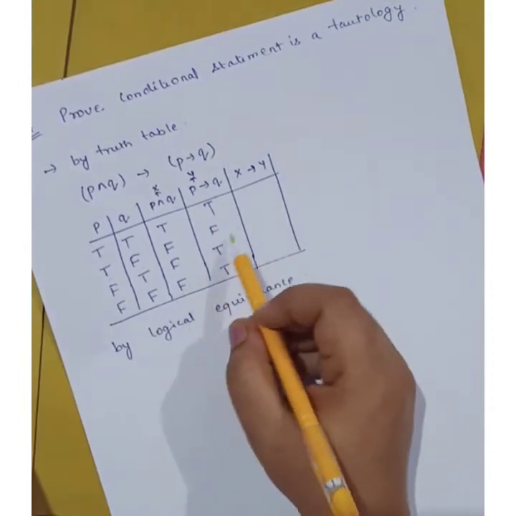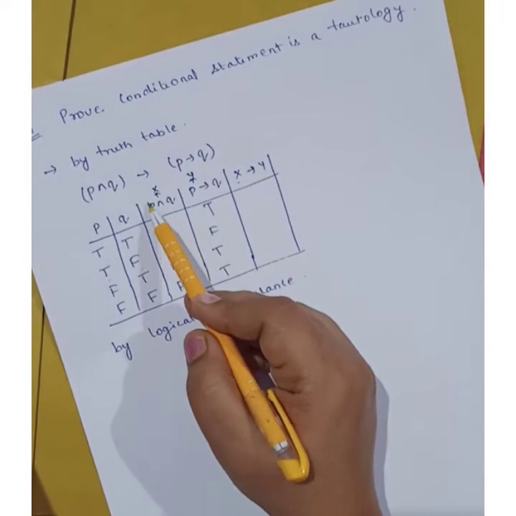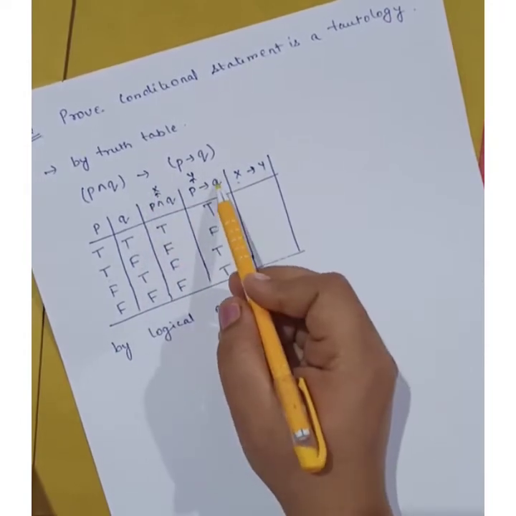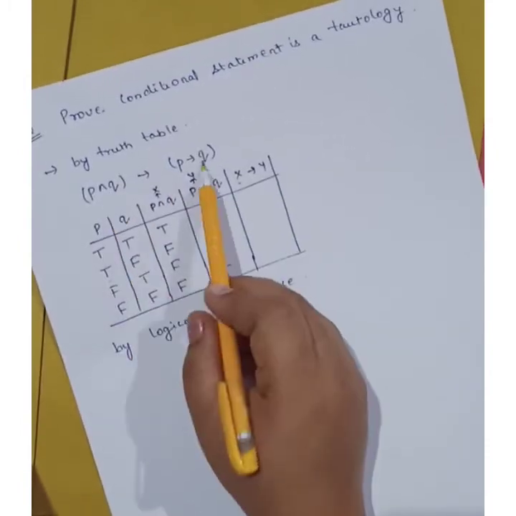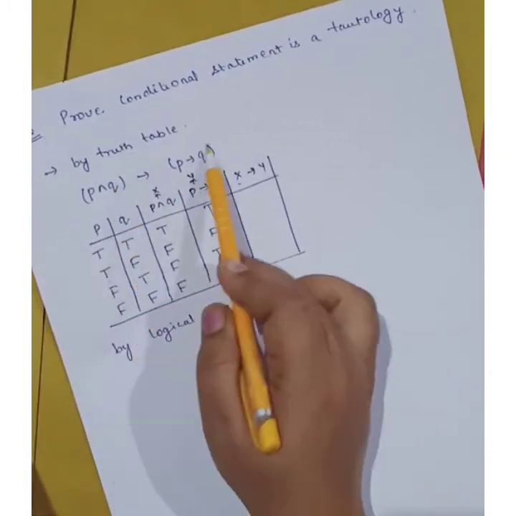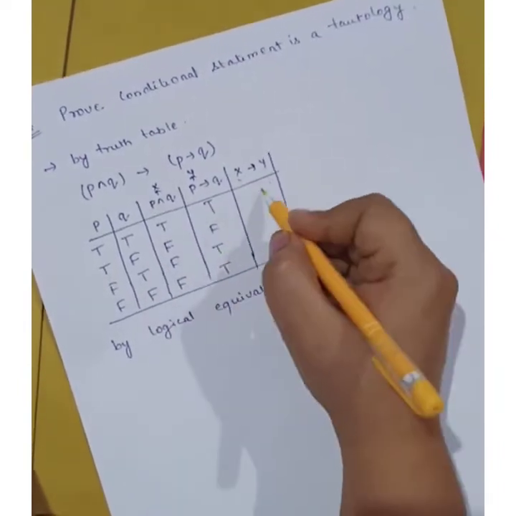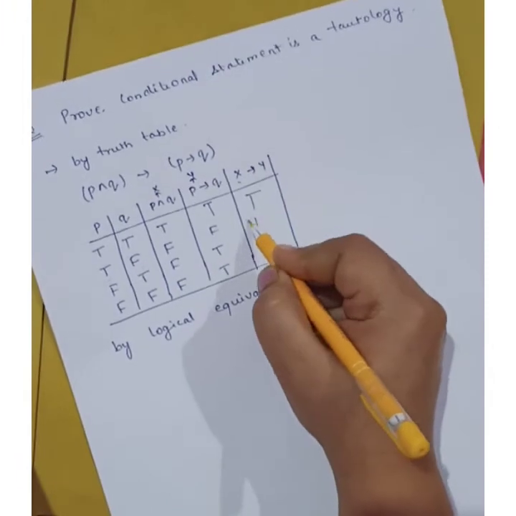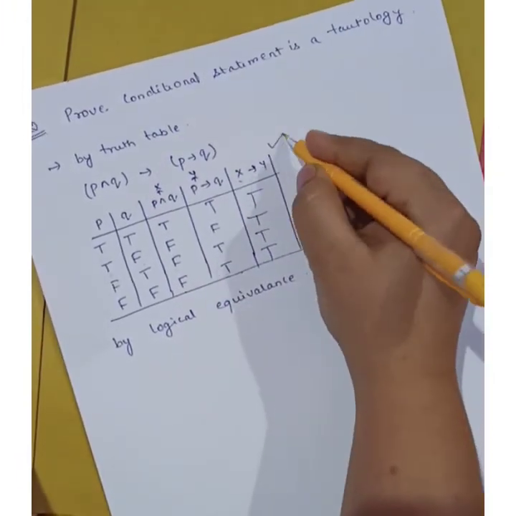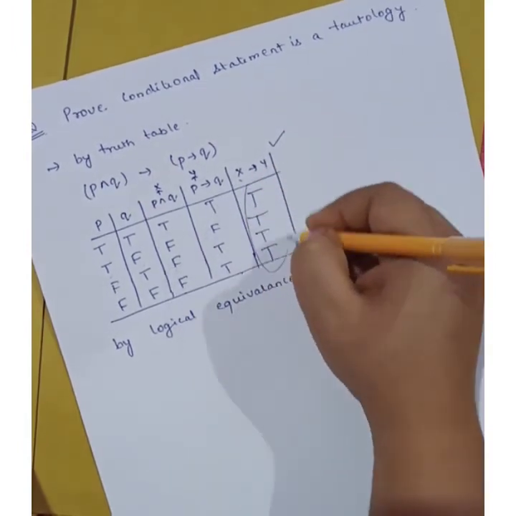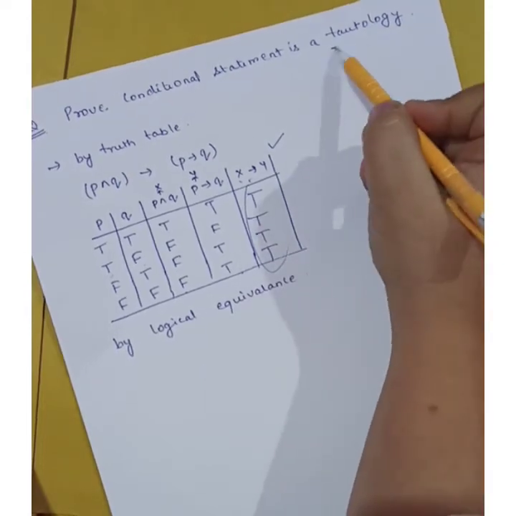Now we will have X implies Y. We have written this P and Q as X and consider P implies Q as Y. In the next case we will have the implication of these two statements. So X implies Y: T implies T is true, F implies F is true, F implies T is true, F implies T is true. So all the possible results are true. So this is a tautology.